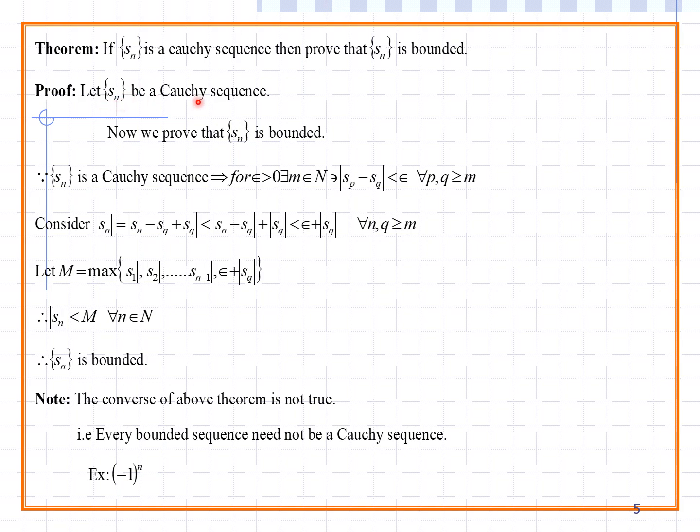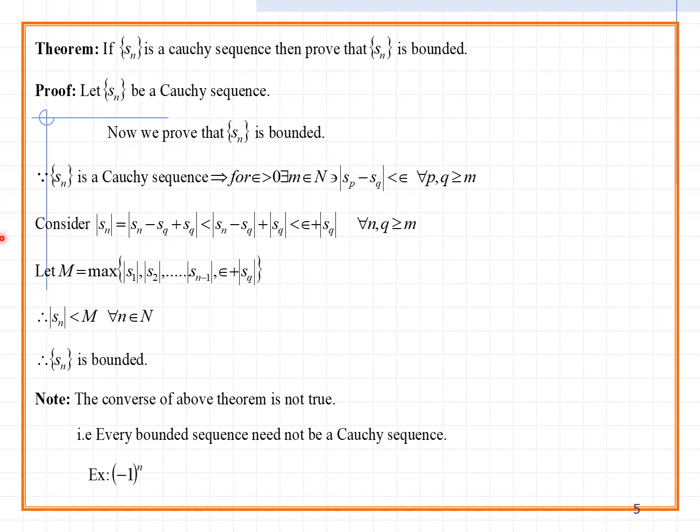Let Sn be a Cauchy sequence. Now we prove that the sequence Sn is bounded. Since Sn is a Cauchy sequence, for epsilon greater than 0, there exists m belonging to N such that modulus Sp minus Sq is less than epsilon for all p, q greater than or equal to m. This is the condition of a Cauchy sequence. So you can remember that modulus Sp minus Sq is less than epsilon for all p, q greater than or equal to m. Actually it is n greater than or equal to m, but here you can take two values, one is Sp and the other one is Sq. So after some time, Sp minus Sq.